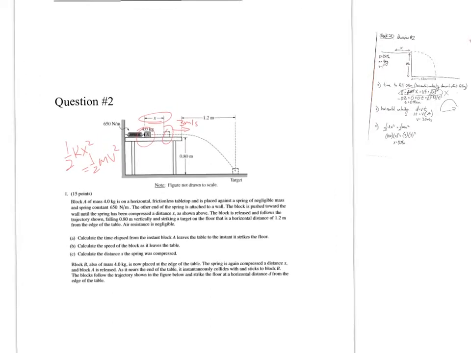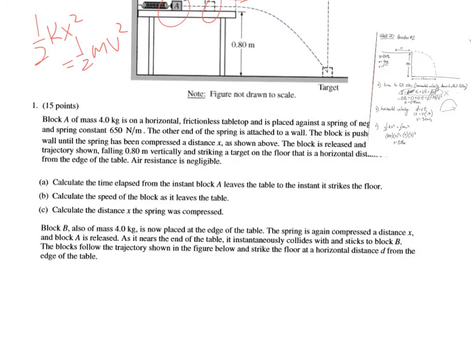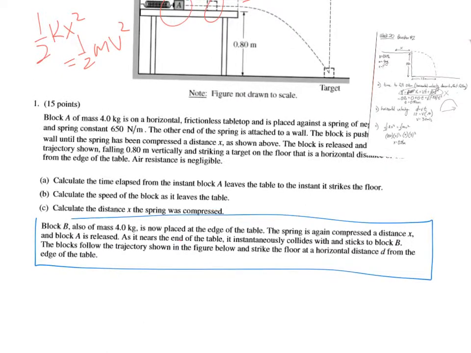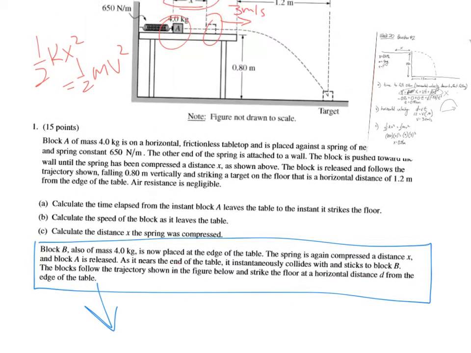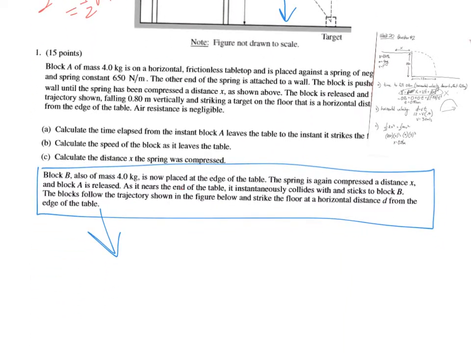Alright, so I think that's it for this first page, but let's read this question here, because this part I cut and pasted not so well. This applies to question D and E. It says block B, also of a mass 4 kilograms, is now placed at the edge of the table. So this guy, same situation, only there's another mass right here, and this thing is going to fly into it, and they lock together and then do this. Well, that's what we assume.